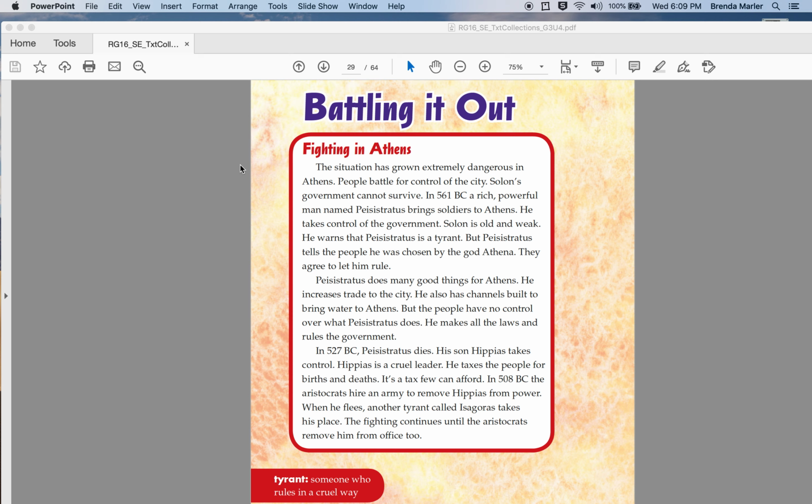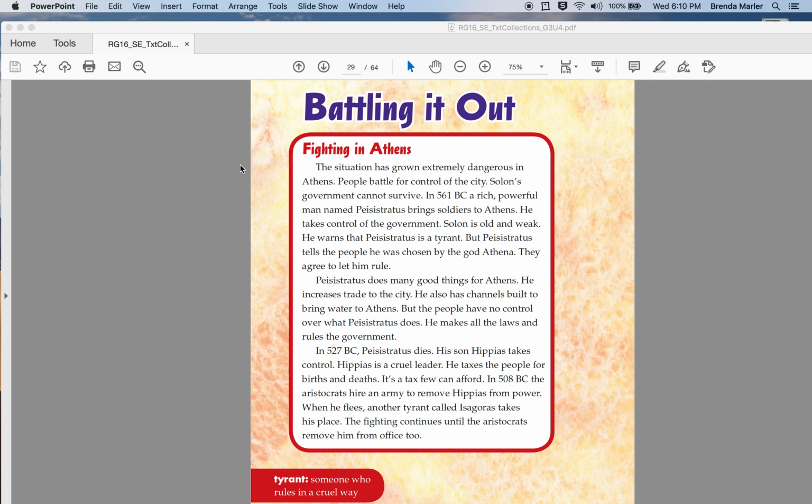So how does he take control of the government? Pisistratus brings soldiers to Athens. Solon is old and weak, so he can't fight back. But he does warn that Pisistratus is a tyrant. Friends, go down below to the caption. We have vocabulary there. It says a tyrant is someone who rules in a cruel, and cruel means mean, way.